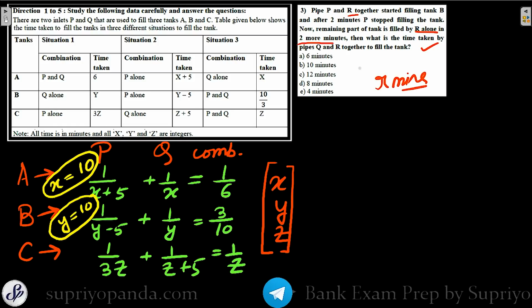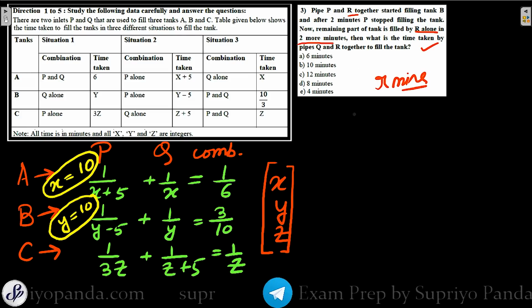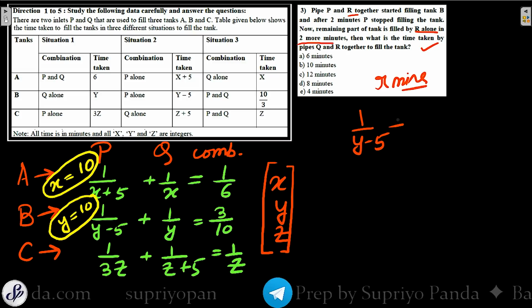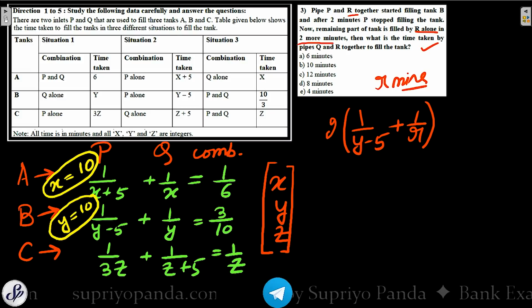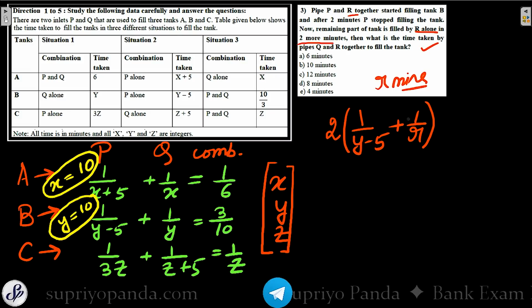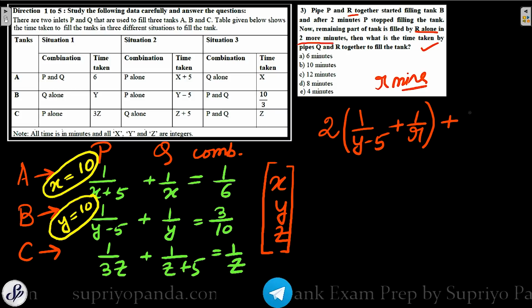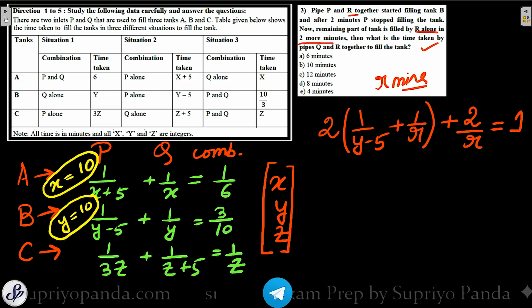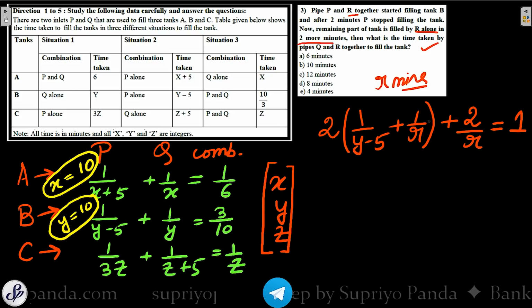Now, if we assume this, then what we can write is: P and R together are filling it for 2 minutes, right? So P is filling 1 by y minus 5, and R is filling 1 by R. And these two are together working for 2 minutes. So that is the first part of this equation. Now, what's the second part of this equation? For 2 more minutes R is working, so 2 by R, and finally this will sum up to 1. Why 1? Because we are totally filling up the tank by doing all of these things.